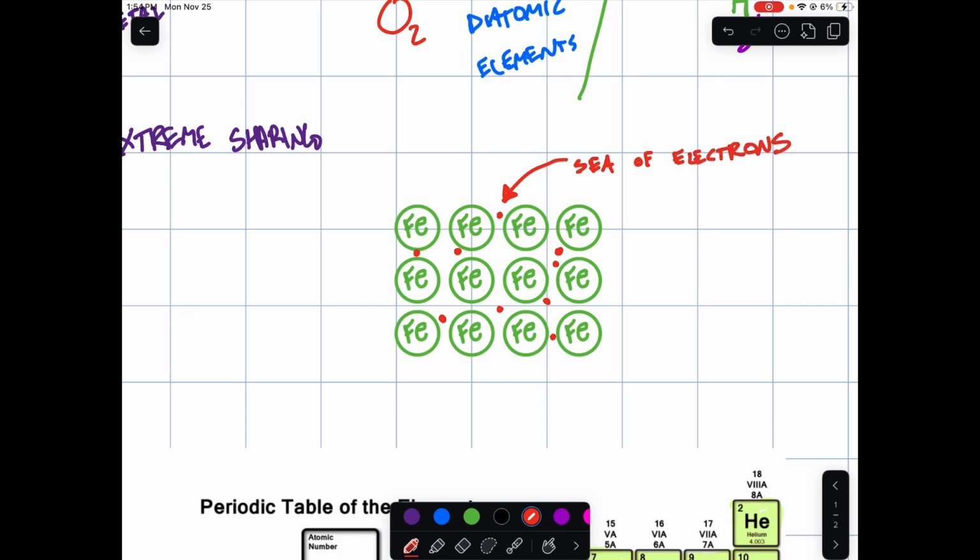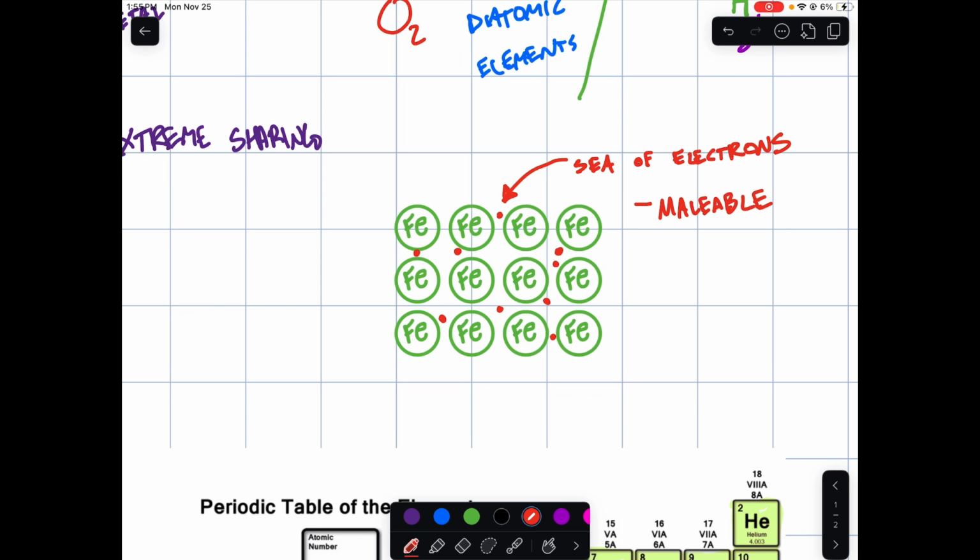So metals like to share with other metals, creating this sea of electrons. They're overlapping, these electrons are. They're not fixed to any one atom. This is what gives metal its malleable property. Allows it to bend and form, because the electrons can move very easily from atom to atom.